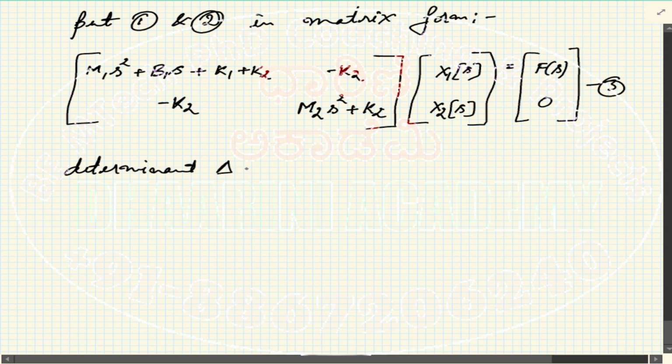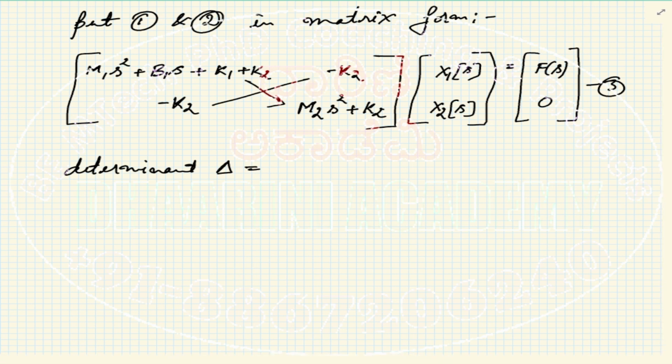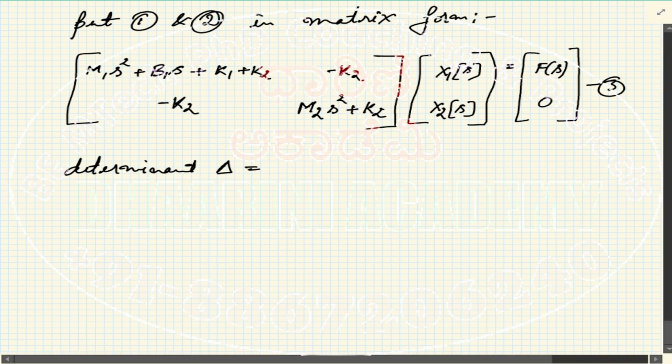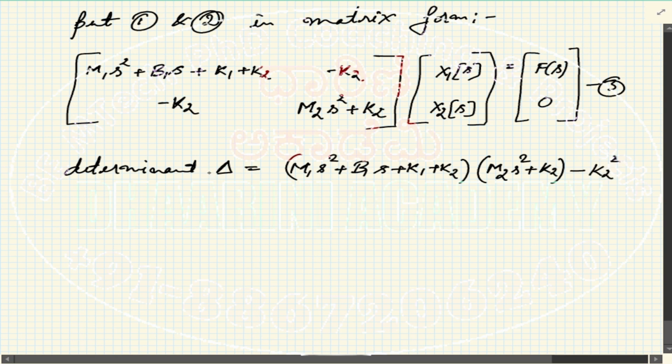Determinant, say delta, is equal to the multiplication of this minus this, right? So that is (m1 s squared plus b1 s plus k1 plus k2) into (m2 s squared plus k2), minus k2 squared. This is the determinant.